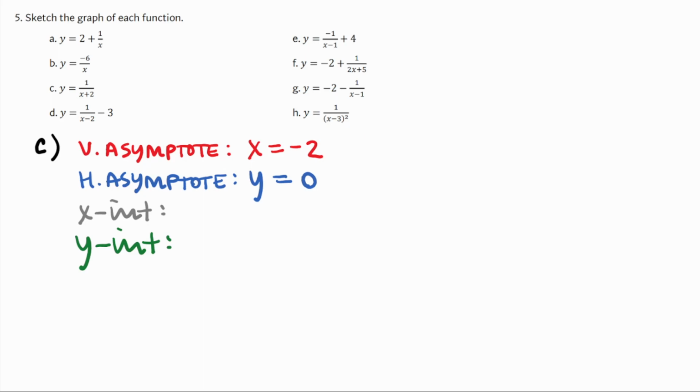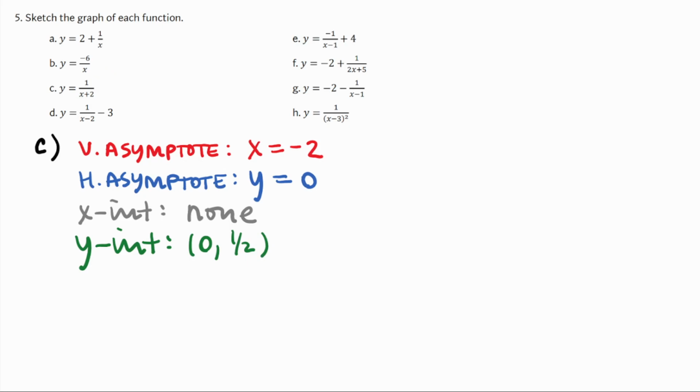But either way, I'm over here graphing 1 over x plus 2. I've got a vertical asymptote at x equals negative 2, a horizontal asymptote at y equals 0. No x-intercept because the fraction can't equal 0, since the numerator of that fraction can't equal 0. And then the y-intercept would be the value of y where x equals 0. So it'd be 0 and 1/2 if I plugged in 0 for x.